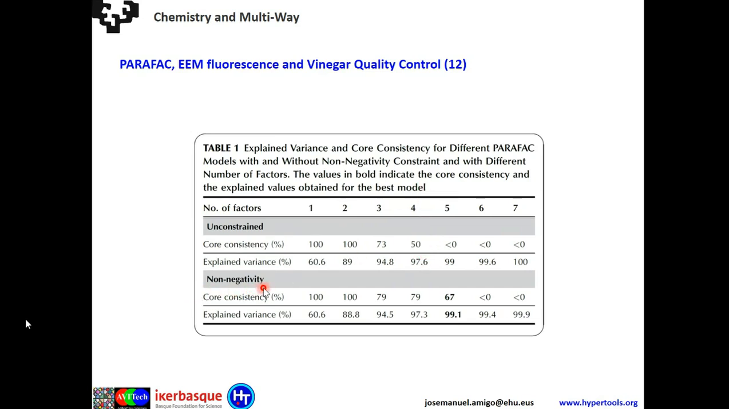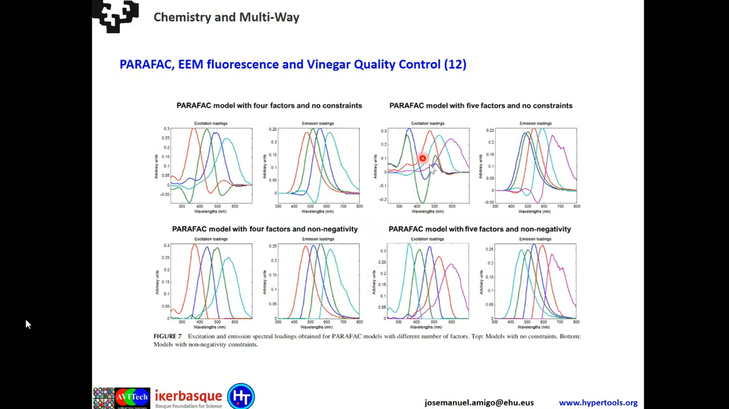But then if we apply non-negativity, we can go up to 5, okay? Because we also know that applying this type of constraints stabilized a lot the models. So basically, when we apply PARAFAC to this data and we do it with those constraints, if you look at this model, that is the proper one, we can extract up to 5 components that are extremely overlapped.